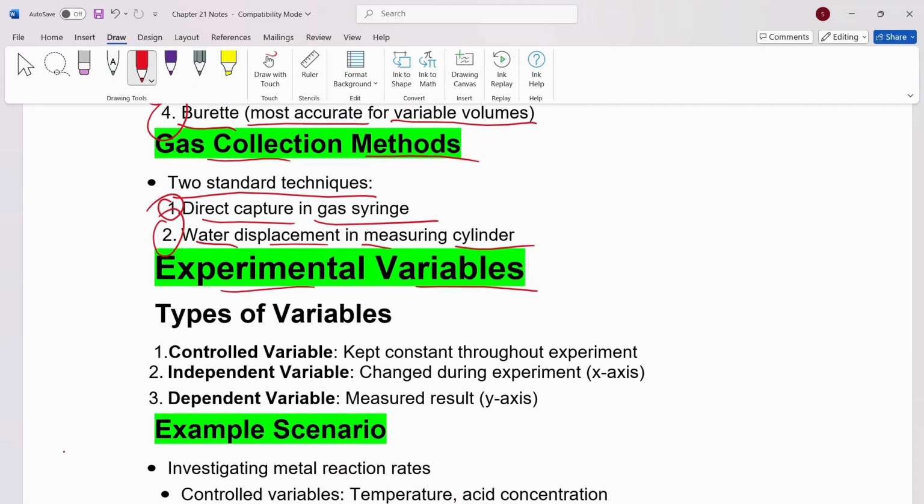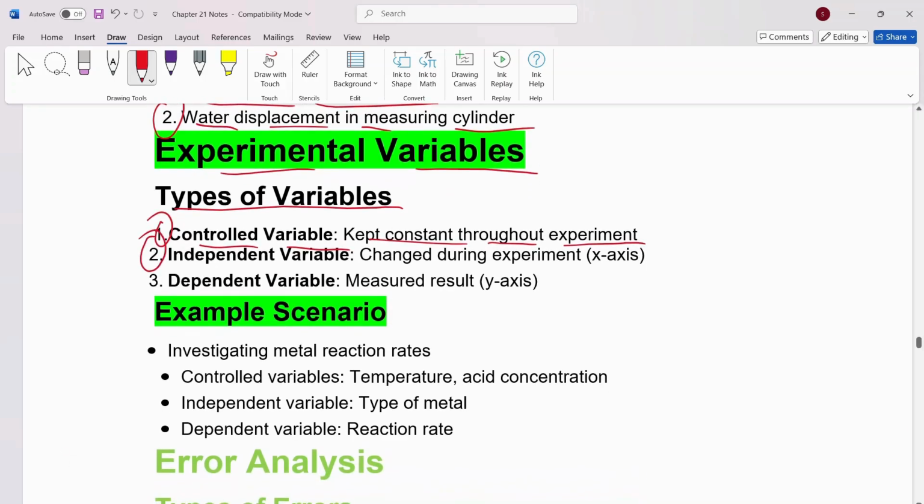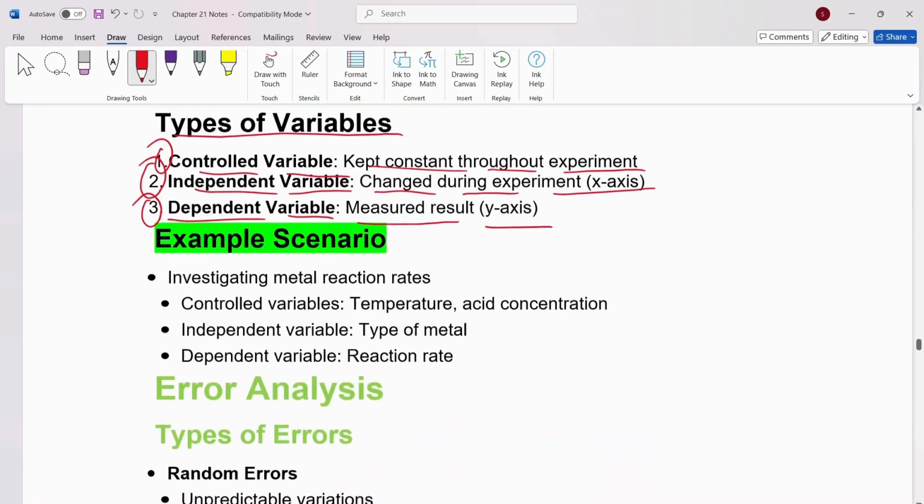Some experimental variables, types of variables. Number one, controlled variable: kept constant throughout the experiment. Number two, independent variable: changed during the experiment, x-axis. Number three, dependent variable: the measured result, y-axis.